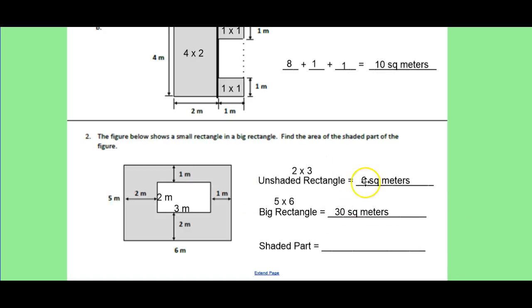So now all we have to do is take away the unshaded rectangle from the big rectangle, and we'll have left the shaded part. So if the big rectangle was 30 and the unshaded rectangle was 6, all we have to do is subtract those, and that will leave us with the area of the shaded part. So go ahead and solve 30 minus 6 and write the area of the shaded part on your paper and push play when you have that. So we got 24 square meters because 30 minus 6 is 24.